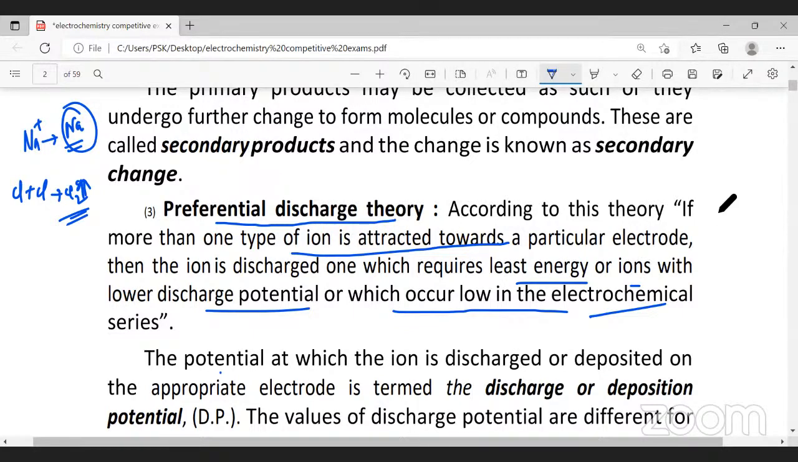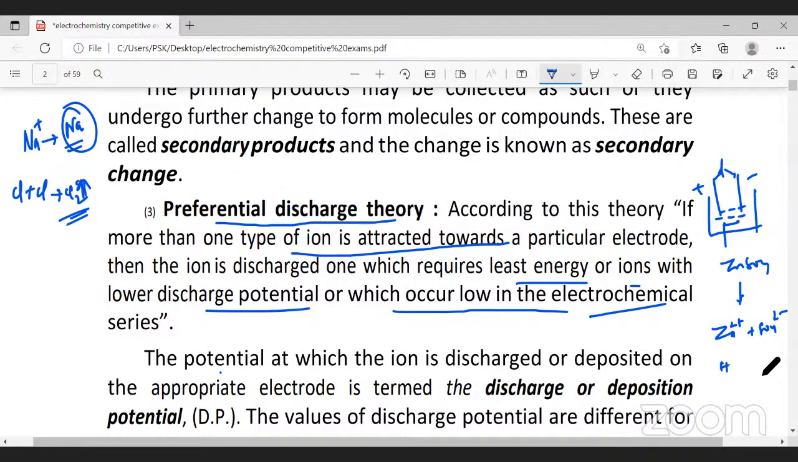Now, for an example, if I take a solution of zinc sulfate, we have two electrodes here, positive electrode and what? Negative electrode. Now, the zinc sulfate will dissociate to form Zn2+ and SO4 2-. Since it is a solution, water also will dissociate to form H+ and OH-.